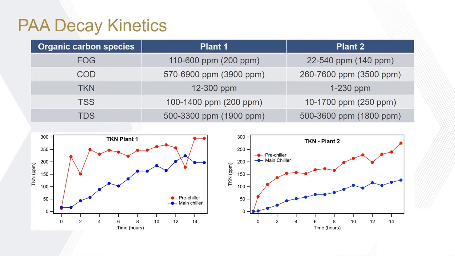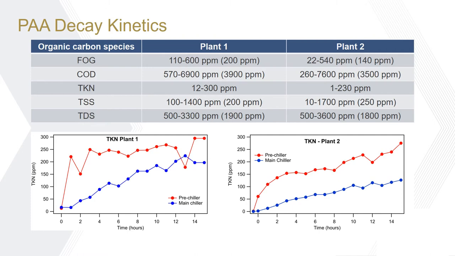In the pre-chiller, they would reach an equilibrium within about 4 to 6 hours and would fluctuate around the average values seen in the parentheses. The concentrations for those same conditions would increase throughout the processing day in the main chiller. The total Kjeldahl nitrogen was an interesting component, and their charts can be seen below. For plant 1, similar trends that I just described can be seen in the bottom left image, where the pre-chiller reached an equilibrium within 4 hours, while the main chiller saw a continual increase throughout the processing day.